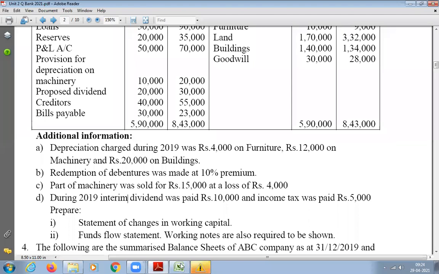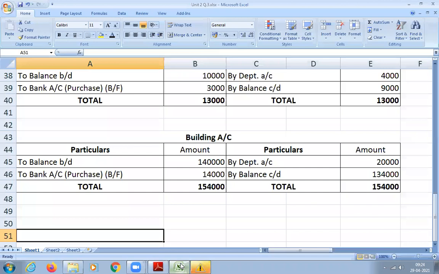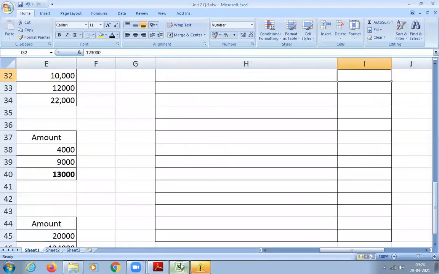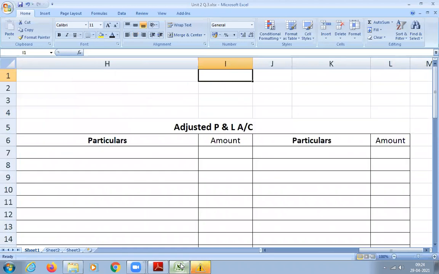Okay. So now what to prepare? Before we prepare the fund flow statement, we have to prepare the adjusted P&L account. So let us prepare the adjusted P&L account now. Draw the format of the adjusted P&L account.